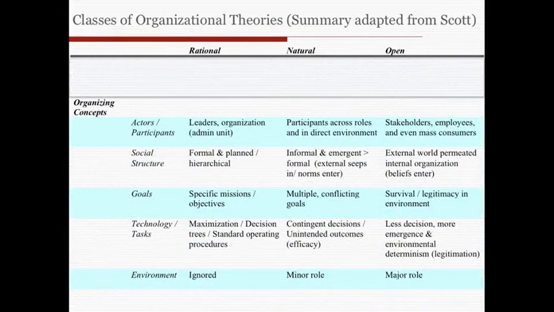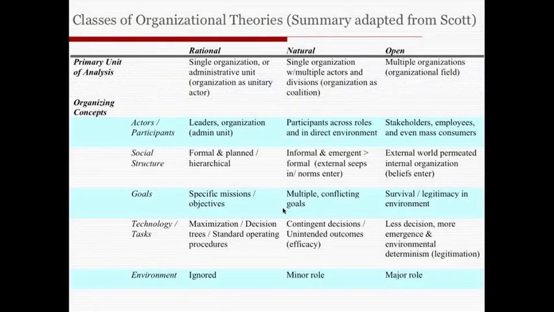Now, if we look at the elements again that have been covered in this lecture so far, we see them as actors, social structure, goals, technologies and tasks, and environment. And if we follow each of them down the actual columns, we see that the actors in a rational system are leaders or an organization as a single unit. Its social structure tends to be formal and planned and hierarchical. The goals are specific missions with clear objectives, and the technology or task is standard operating procedures that follow maximization and decision trees, right? So they're rational ways of taking inputs and changing them into outputs. And then finally, the environment is mostly ignored. These were early organizational theories.